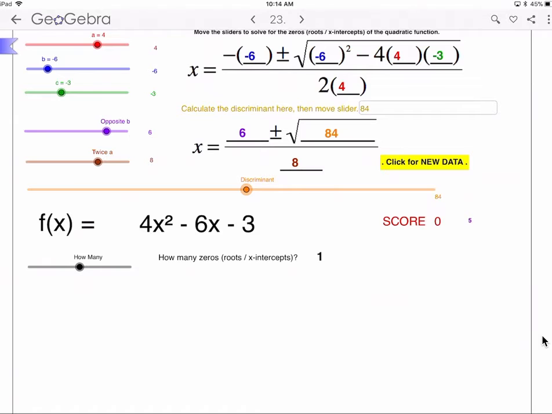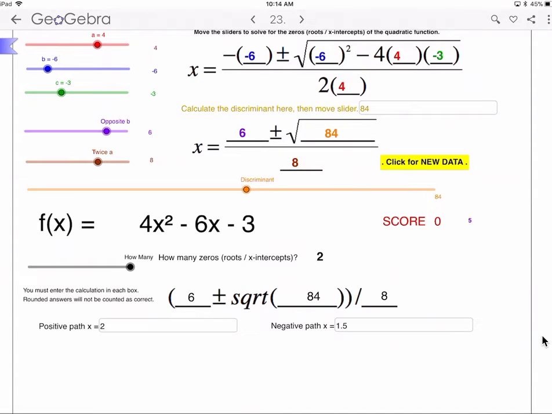Just to demonstrate what might happen if I move how many to 0, if that was negative underneath the radical, I would already get a message that says I'm correct. If it was 0 underneath the radical, and I put the slider to 1 root, I would get the message that it's correct. And that didn't happen yet, so now I have to move the slider to 2 solutions. I get a new pop-up and it shows me the way I'm supposed to enter it.